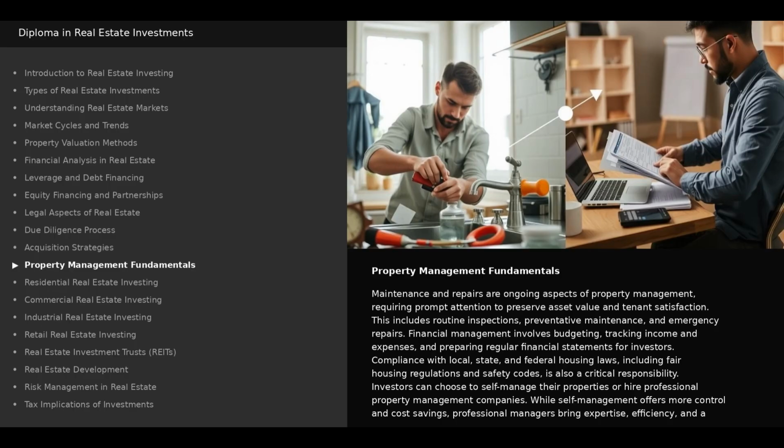Investors can choose to self-manage their properties or hire professional property management companies. While self-management offers more control and cost savings, professional managers bring expertise, efficiency, and a buffer between landlords and tenants, making them a valuable asset for larger portfolios or busy investors. The decision depends on the investor's time, experience, and property scale.